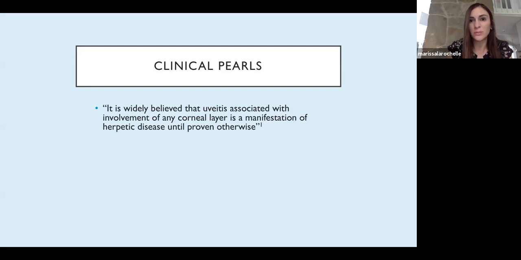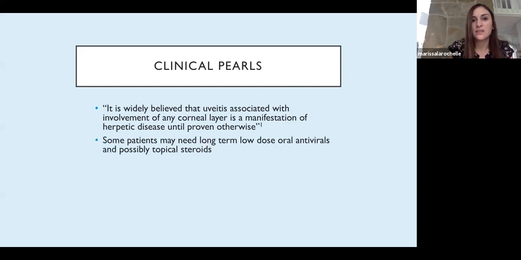Okay, so this is a clinical pearl from Dr. Vitale, Dr. Foster's book, that states, it is widely believed that uveitis associated with involvement of any corneal layer is a manifestation of herpetic disease until proven otherwise. Some patients need what I call long-term low-dose antivirals and possible topical steroids. If they continually recur with herpetic disease, I may have them on 1 drop a day of prednisolone acetate or 500 milligrams Valtrex daily to just suppress their inflammation.